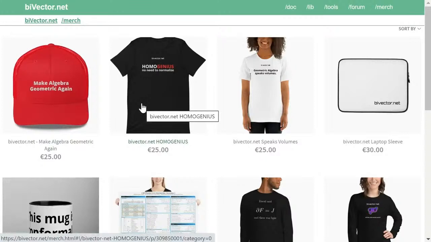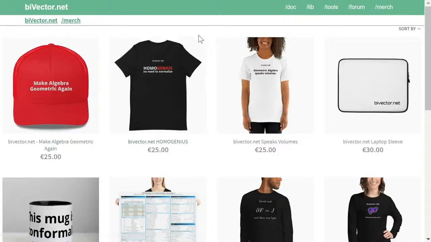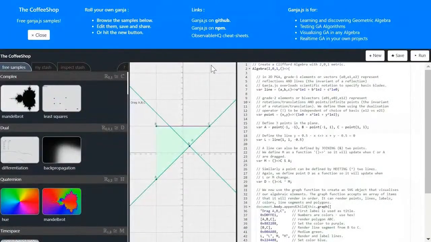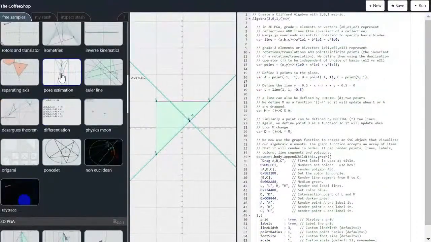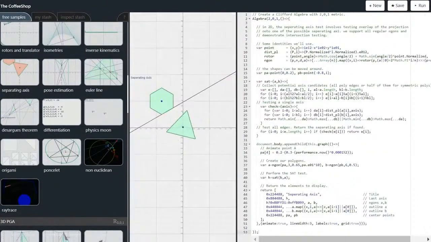The library we will be using today to do our prototyping is called ganja.js. And it comes with this little online playground. So it's zero install. You can just serve there, browse some examples. You can modify them, run them in the browser and so on. And that's exactly what we'll be doing today.